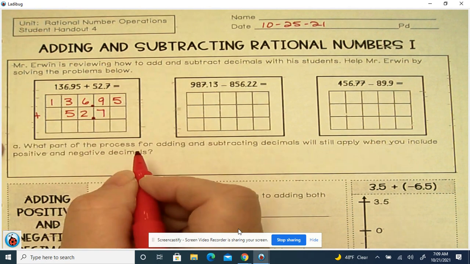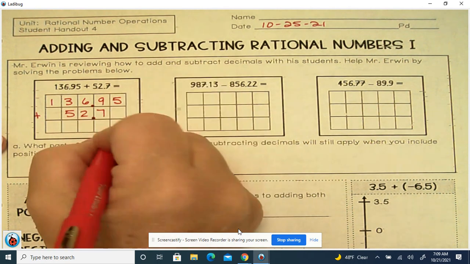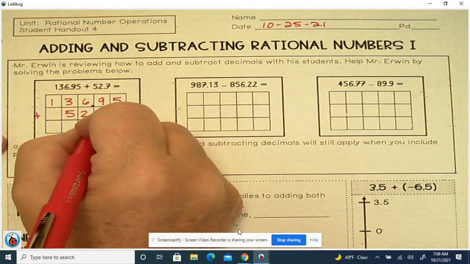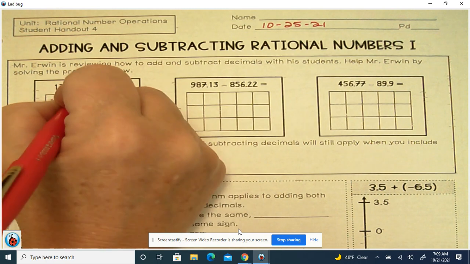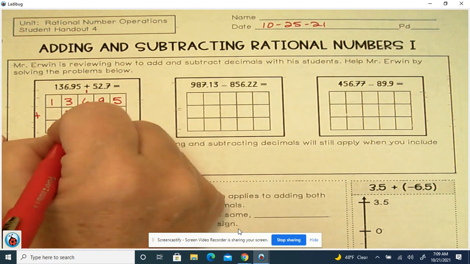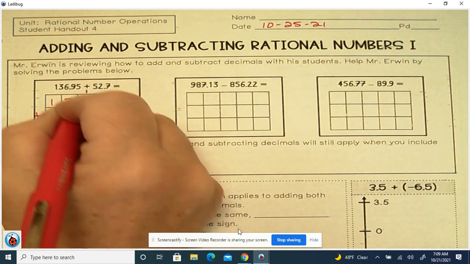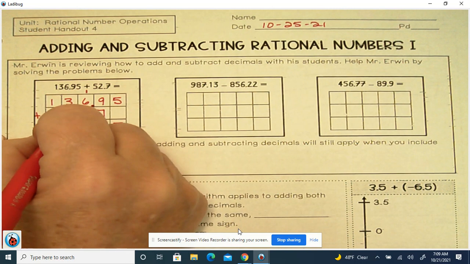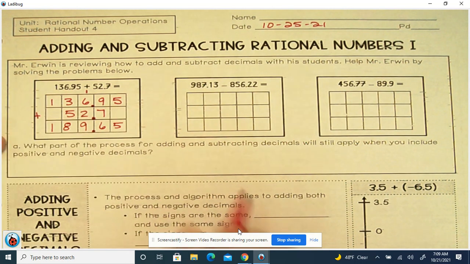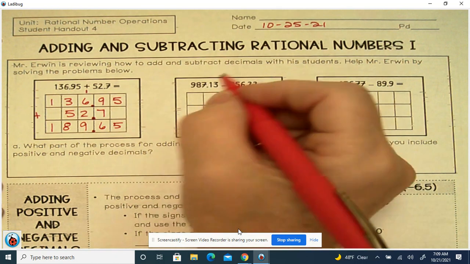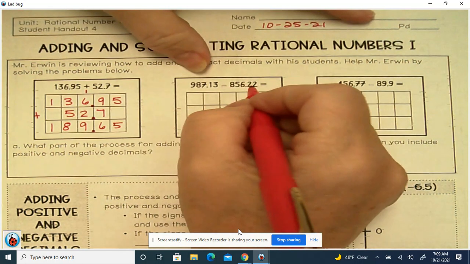And then we can add these together. So that would be 5. 9 and 7 is 16. Carry my 1. 6, 7, 8, and 9. 5 and 3 is 8. And then bring down my 1. So 189.65.